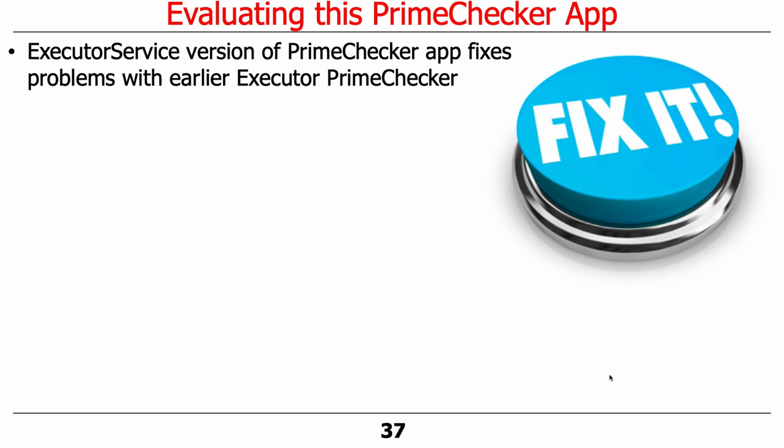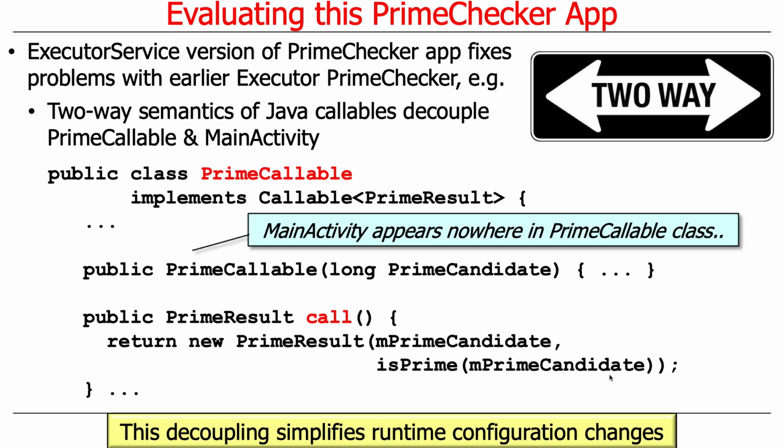Let's talk about how this code compares and contrasts with the earlier version, the very simple Executor version of this app. So a couple things are a win with this approach. If you recall the last approach, where we had, I think we called it prime runnable or something like that, we had to store the activity with the prime runnable object because there was a one-way call. We had to keep the reference to the activity with the computation that was being done in the background so we could get back to it later.